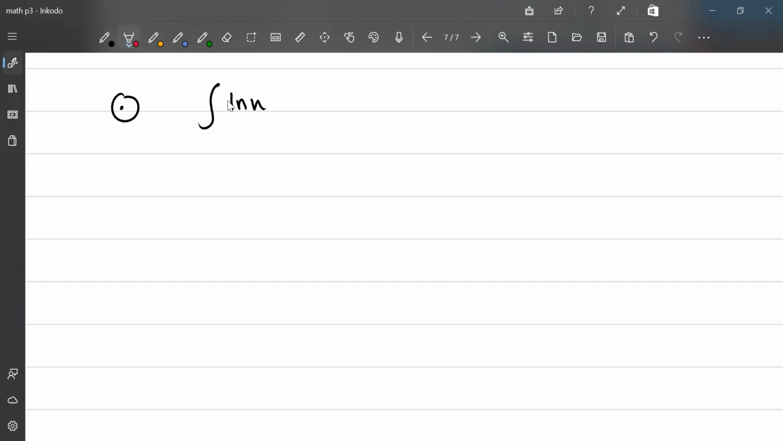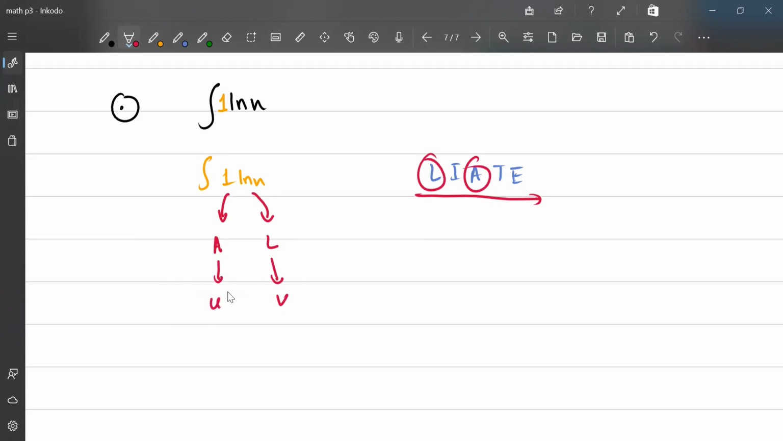Notice that if there is nothing here, there is always 1 being multiplied. So this is basically 1 times ln x. All right. Now you can apply LIATE to it. You can apply LIATE, and 1 is an algebraic function, and ln x is a logarithm. All right. And in this particular order, L comes first, so L would be v, and A comes afterwards, so it would be u dash.